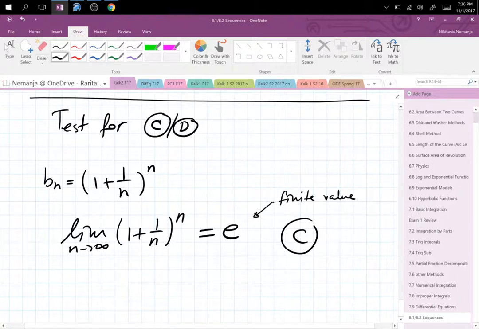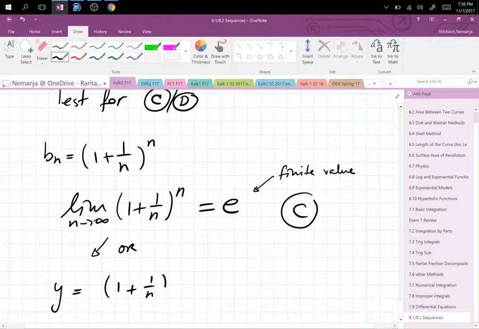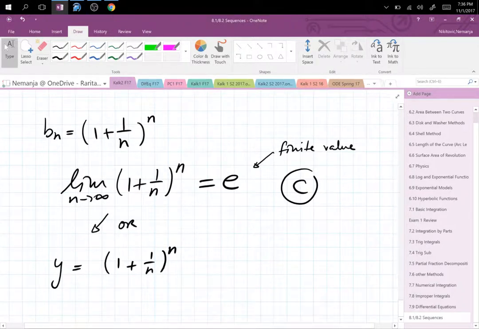Now say that you never learned that. Your option is L'Hopital's rule. And the L'Hopital's rule says to solve the limit, we say y equals (1 plus 1 over n) to the n. And then we take ln of both sides, because that's the only way to peel off the exponent.